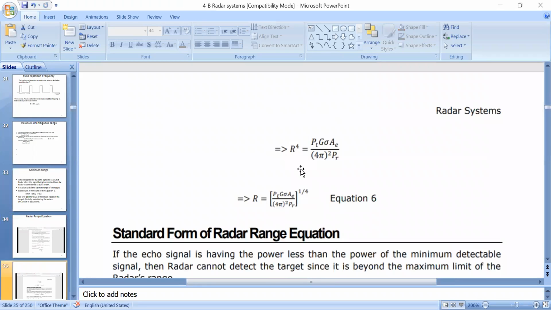What is our ultimate aim in this radar range equation? To derive an equation for range, denoted with capital R. From the previous equation, bring R power 4 over, then R power 4 equals PTG sigma AE by 4 pi squared into PR. Now R equals PTG sigma AE by 4 pi squared into PR, whole power 1 by 4. This is also called the standard form of the radar range equation.